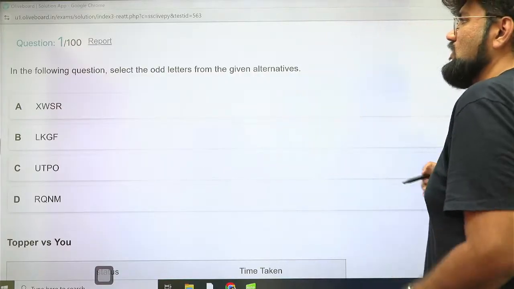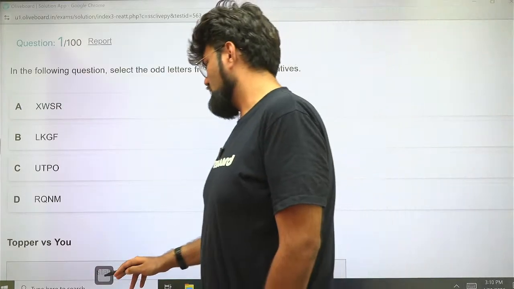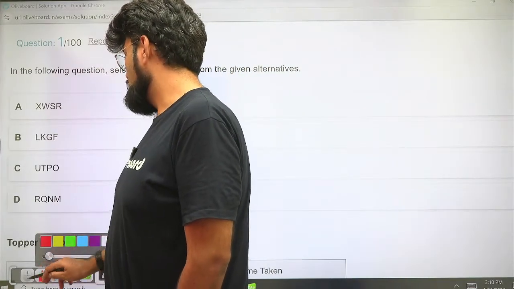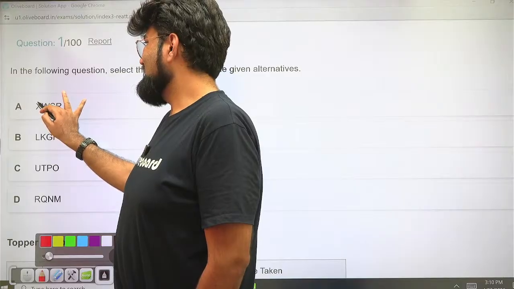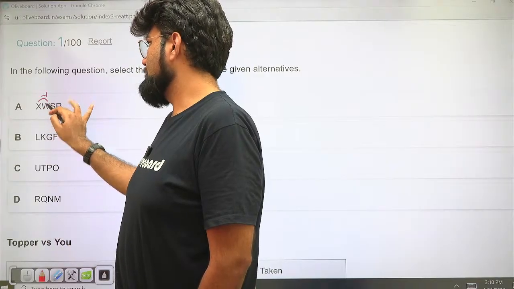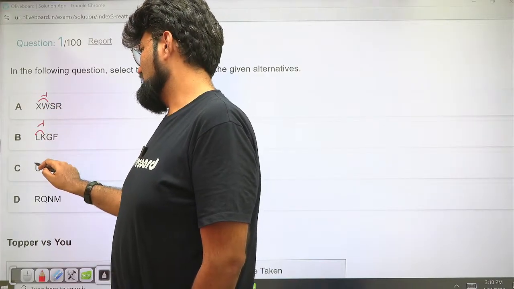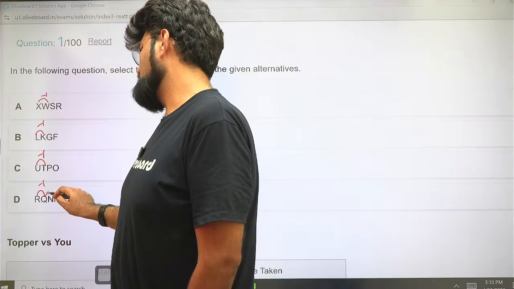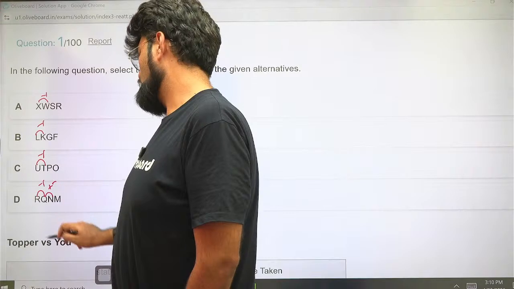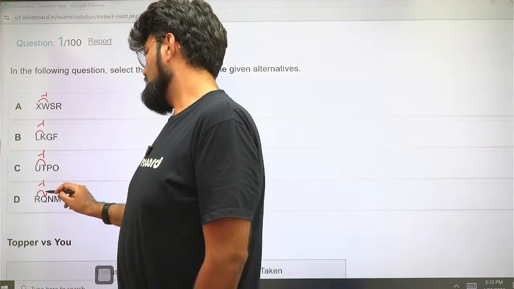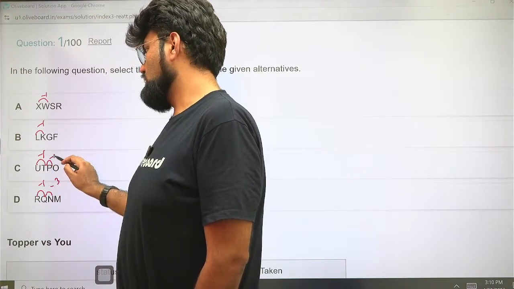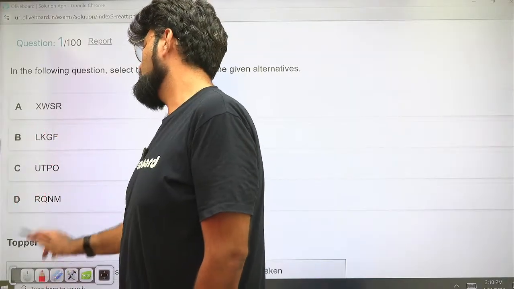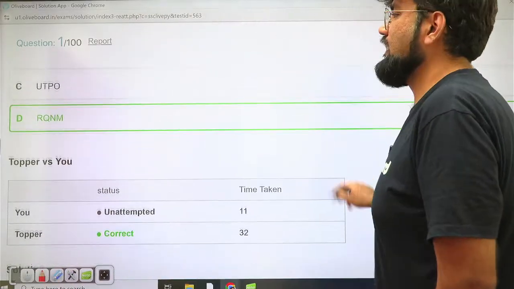So the very first question: in the following question, you just have to find the odd one out from the given alternatives. If you observe closely the difference, this is 24, 23 minus 1, 12, 11 minus 1, 21, 20 minus 1, and 18, 17 minus 1. This is 17, 14, minus 3, sorry. This is minus 4, 20, 16, and this is also minus 4. So technically, this is my odd one out. Option D is the correct answer. Okay, 32 seconds to solve the question.